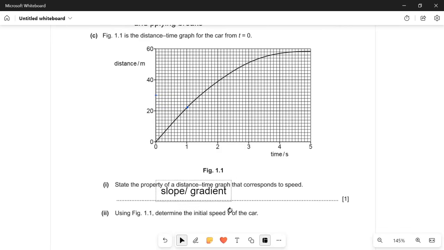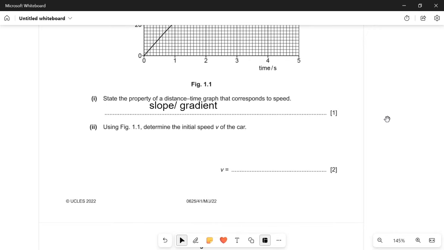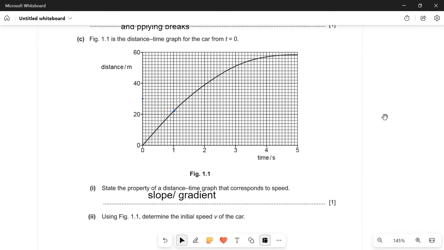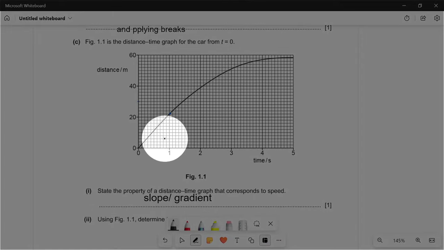That's going to be our answer. So the next one, use fig 1.1 to determine the initial speed of the car. To determine the initial speed of the car, what we do is first we have to have the initial distance. So initial speed of the car means the speed of the car at the beginning of the time.